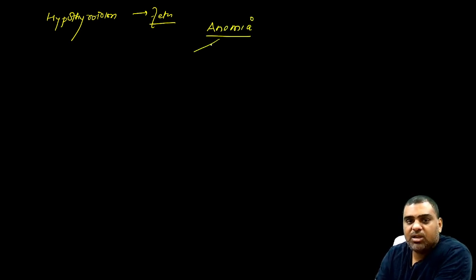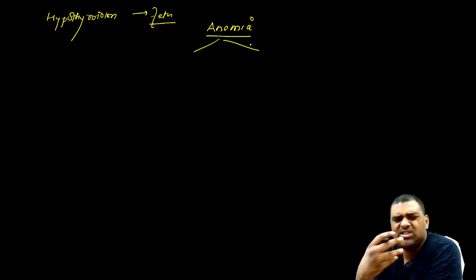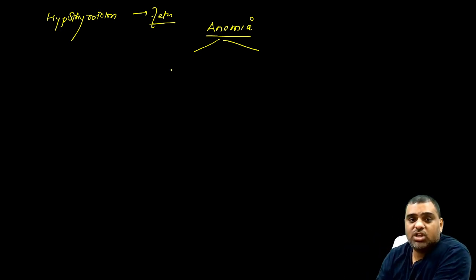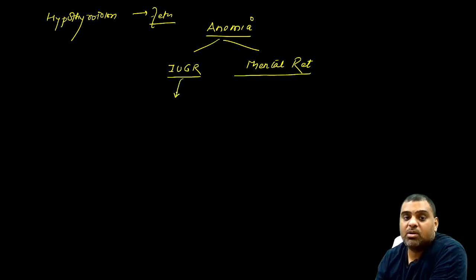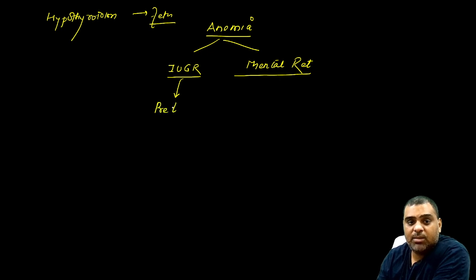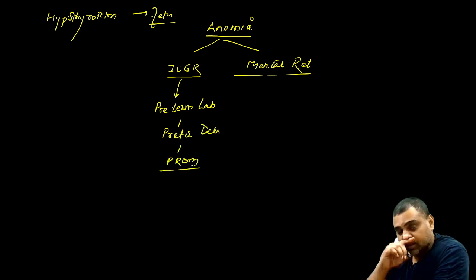And whenever there is anemia, the baby will not be able to grow, neither will the baby's mind. It is just a story, not a concept. So there will be intrauterine growth retardation and mental retardation. And when the baby is not able to grow, he will try to come out. So there can be preterm labor, preterm delivery, or preterm premature rupture of membranes.